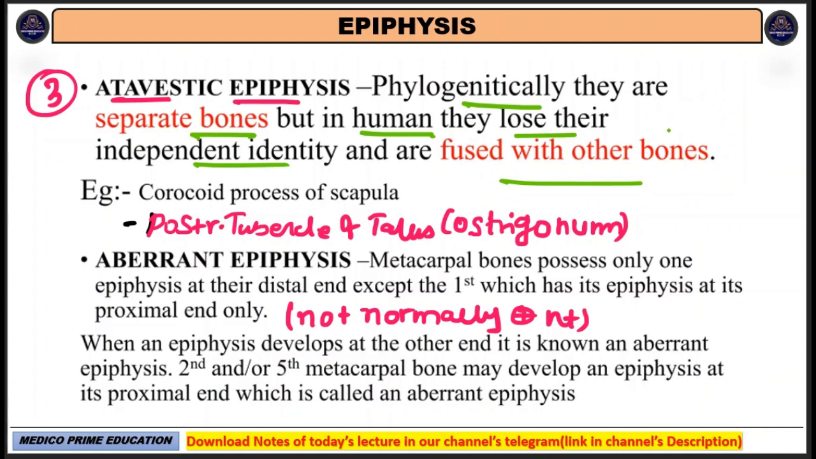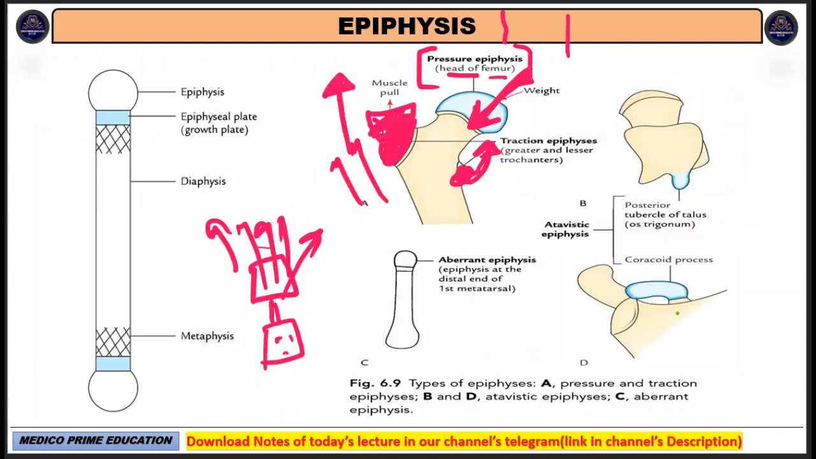मतलब starting में वो अलग अलग रहता था और अब क्या हो गया, दूसरे बोन्स के साथ आके फ्यूज हो गया। जैसे कि हम लोग देखते हैं स्कैपुला, स्कैपुला को ये बोलते हैं एक प्रोसेस होता है, इसको बोलेंगे कोराकॉइड प्रोसेस, ठीक है? तो ये जो कोराकॉइड प्रोसेस है ये कहीं और था पहले, कुछ और ही बोन था ड्यूरिंग द टाइम ऑफ डेवलपमेंट। अब ये स्कैपुला से आके फ्यूज हो गया यहाँ पर, तो ये एटाविस्टिक एपिफाइसिस बना दिया. So this is known as atavistic epiphysis.